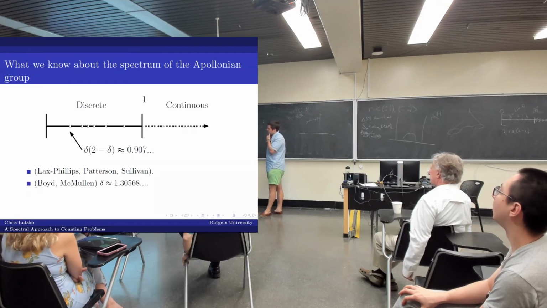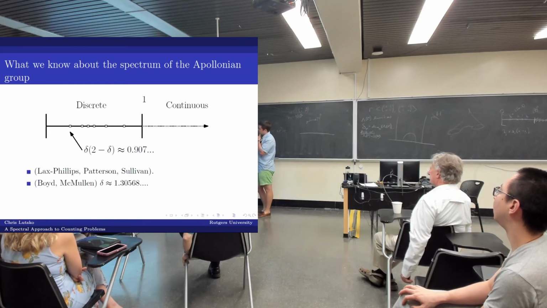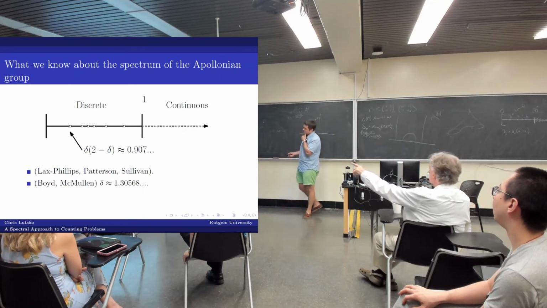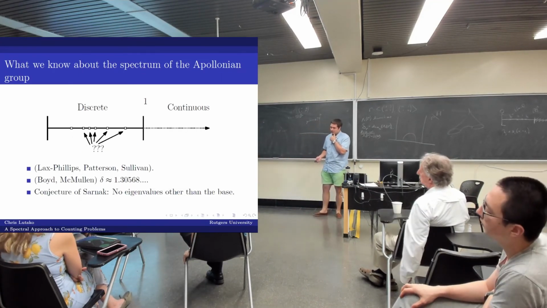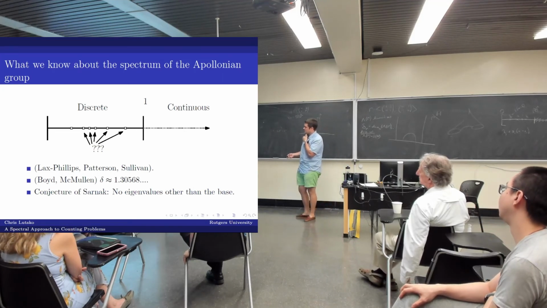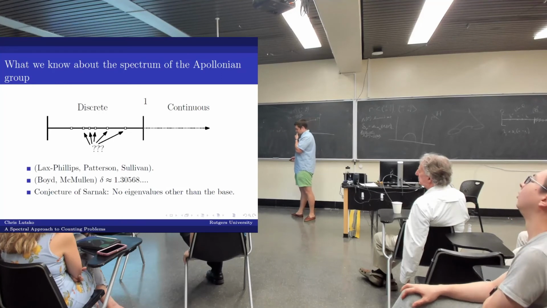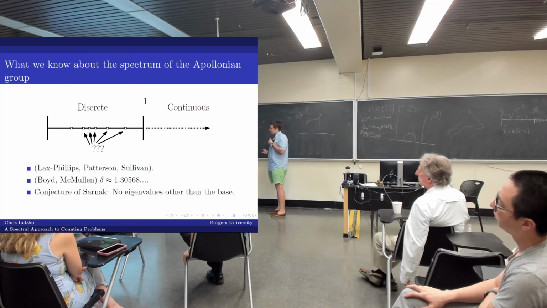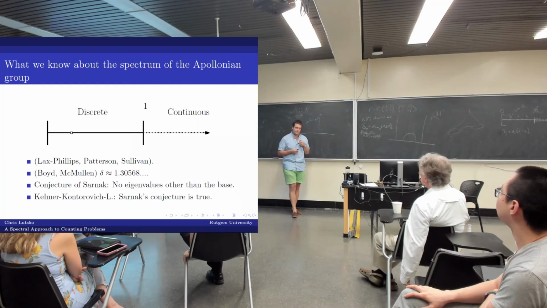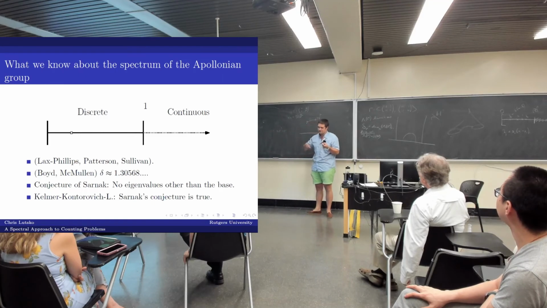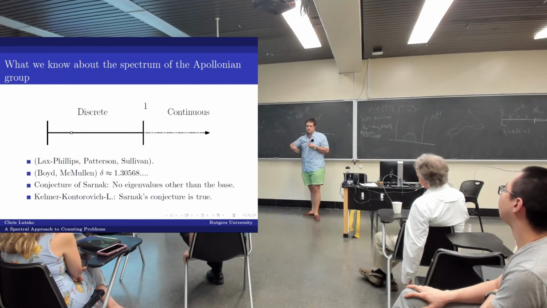There's a conjecture of Sarnak that there are no eigenvalues other than that one. Supposedly there's only the bottom. And I'm pleased to be able to say this is no longer a conjecture. So together with Stephen Helmer and Brook, we were able to prove it. So, in fact, we understand a lot about the spectrum. There's a discrete eigenvalue. We know what it is, up to 60 digits, whatever. And then there's the continuous spectrum.